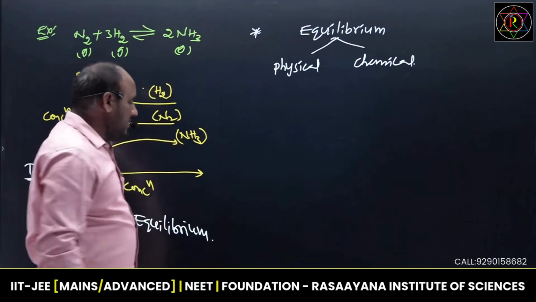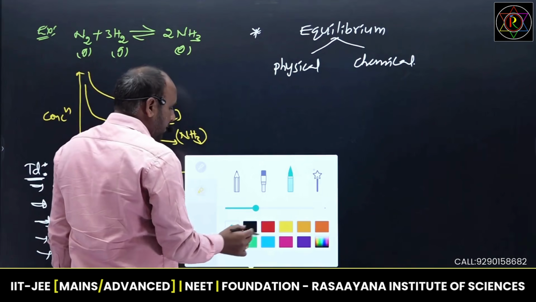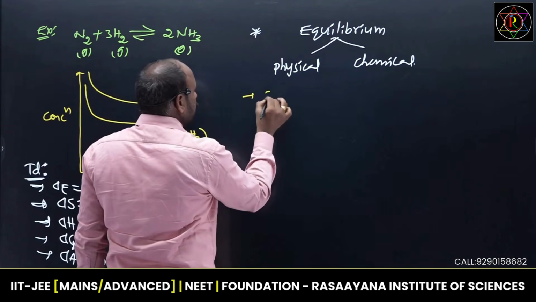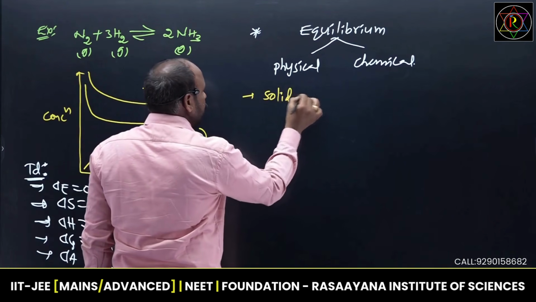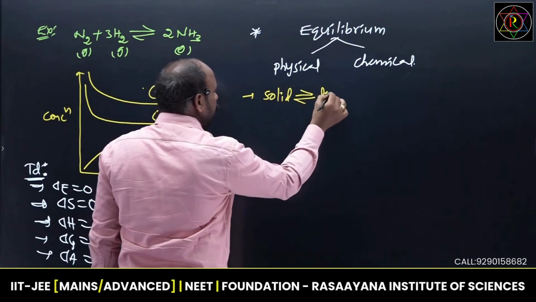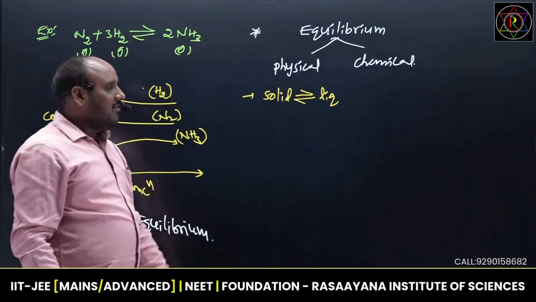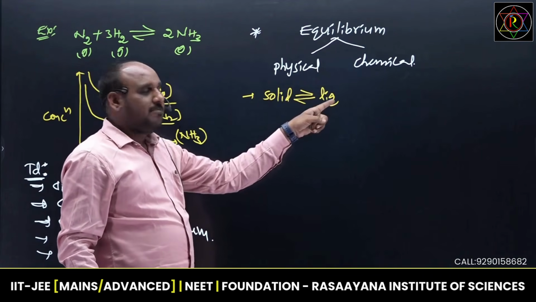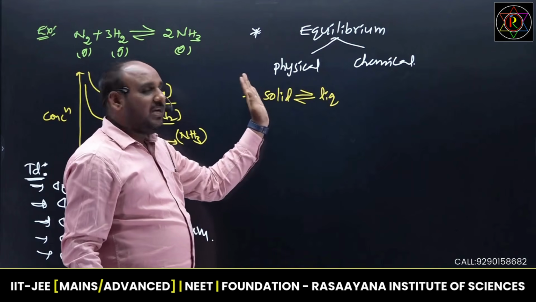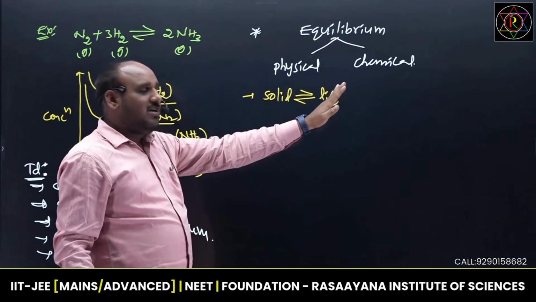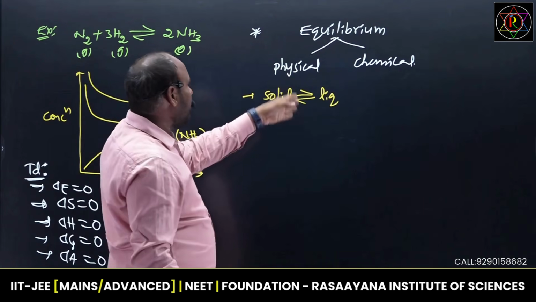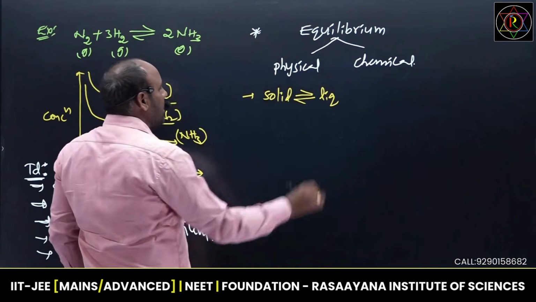What is meant by physical processes? It means there is a phase change, from one phase to another phase. That means solids are converted to liquids. Therefore solids are in equilibrium with liquids. The equilibrium concept is applied between the solid and liquid, where the condition is that the rate of forward reaction is equal to the rate of backward reaction. That condition is known as equilibrium.